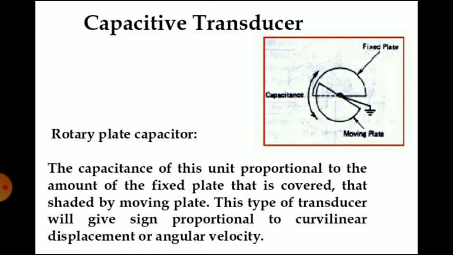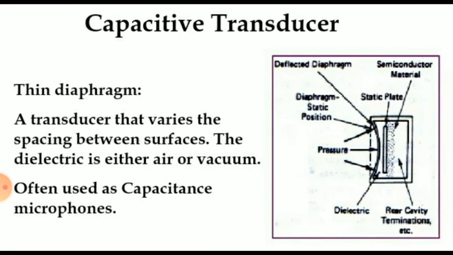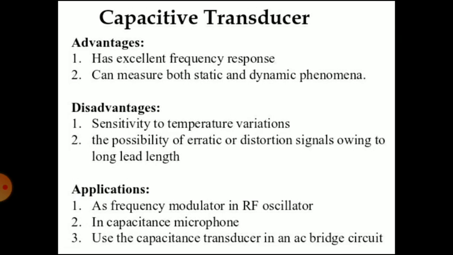The capacitance is maximum when the two plates completely overlap each other, that is when theta is 180 degrees. Thus it is used for measurement of maximum angular displacement of 180 degrees. Then advantages: it has an excellent frequency response and can measure both static and dynamic phenomena. And disadvantages: sensitivity to temperature variation and the possibility of erratic or distorted signals owing to long lead length.